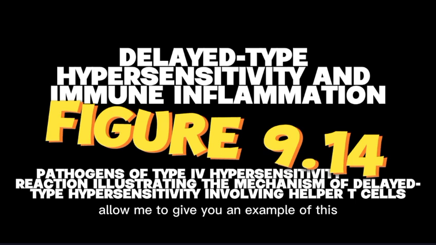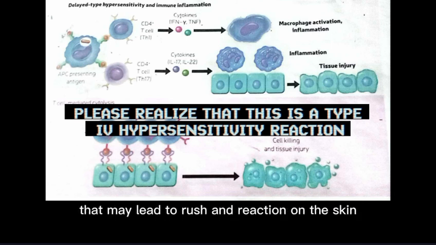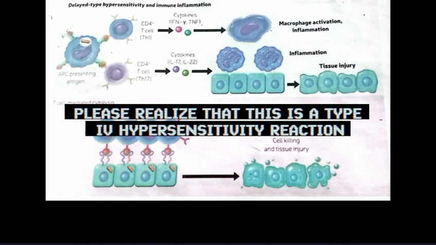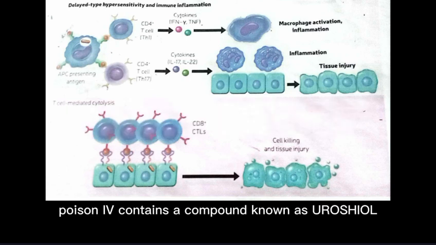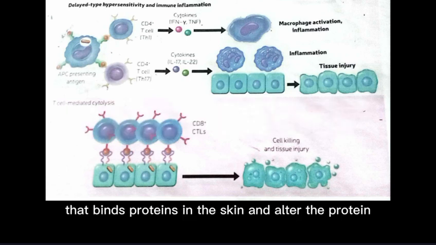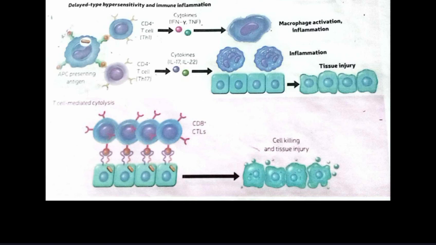example of this. One example is if we are exposed to poison ivy, a plant that produces toxic particles that may lead to rash and reaction on the skin. Poison ivy contains a compound known as urushiol that binds proteins in the skin and alters the protein, so that the immune system now recognizes the changed skin protein as foreign.